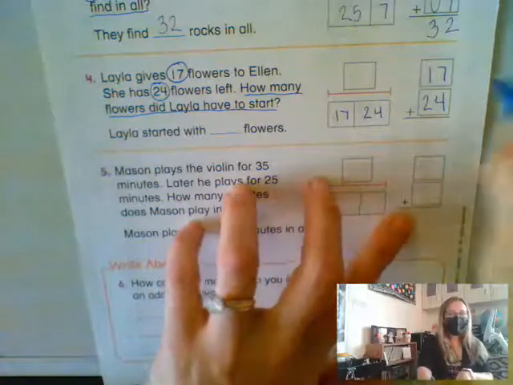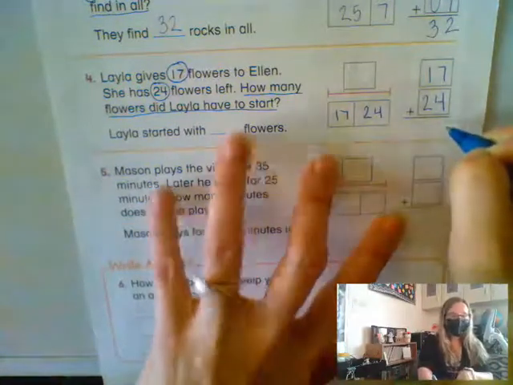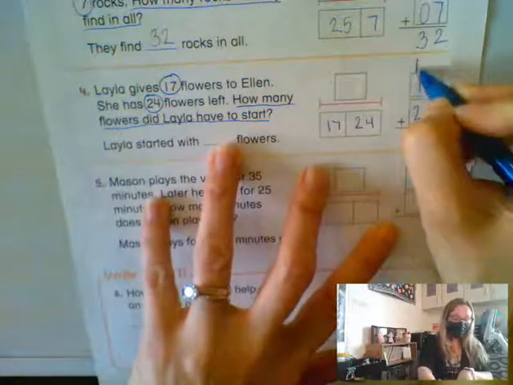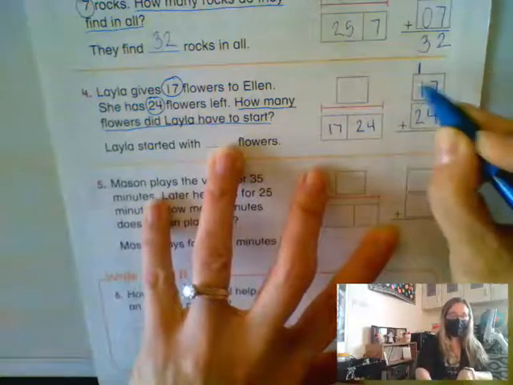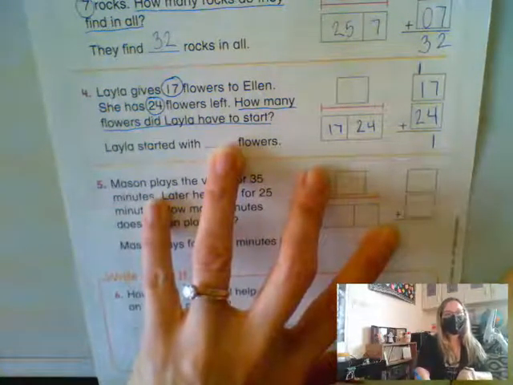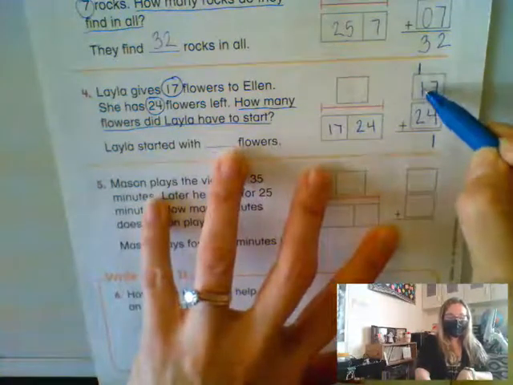11? 11. But I can't squeeze 11 in the 1s place. So 11 is 1 ten and 1 one. So I'll carry up my 10 and I'll put my 1 in my 1s place. Now, Victoria, what is 1 plus 1 plus 2?